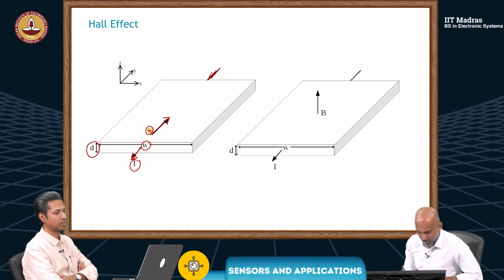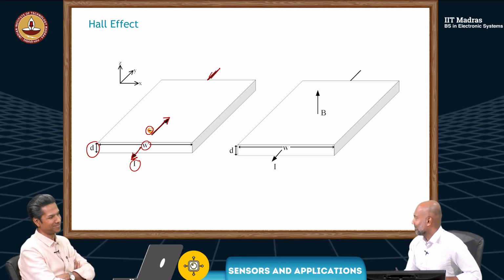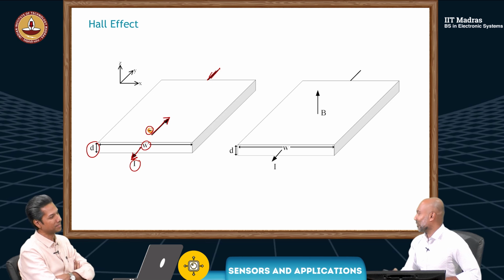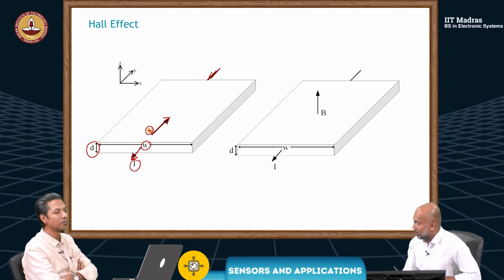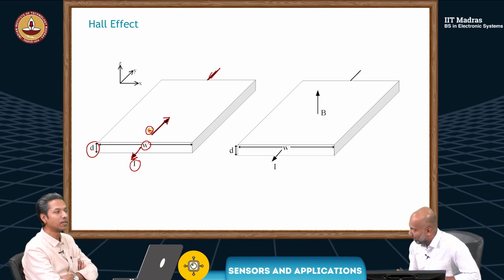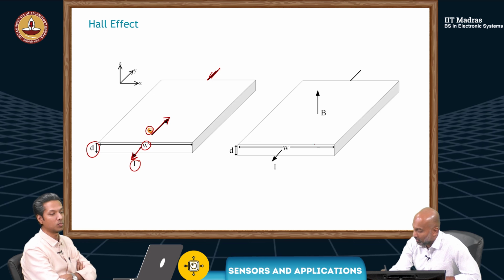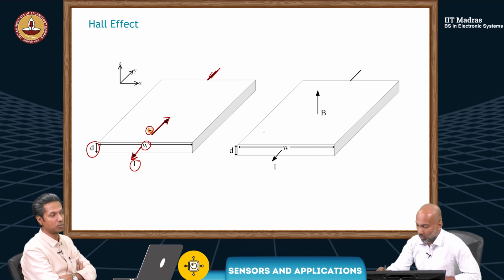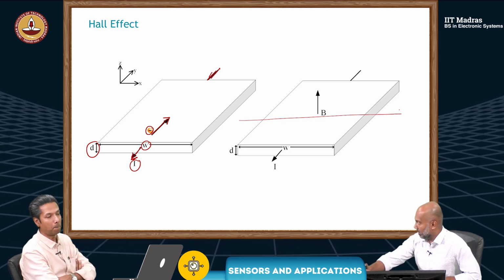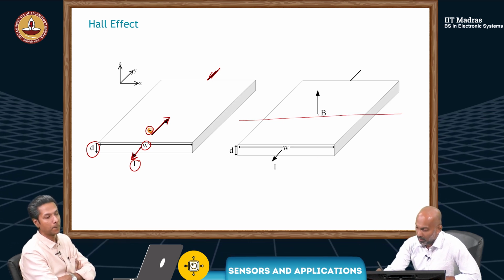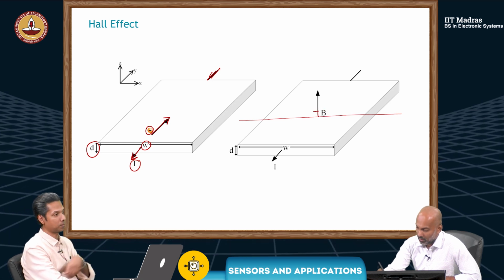Now, let's understand. The current flows. That's all Hall sensors are about. But then, in the last slide, we talked about applying a magnetic field. We applied the magnetic field in a perpendicular direction. So this is the planar field, and you apply a magnetic field which is 90 degrees to that plane.